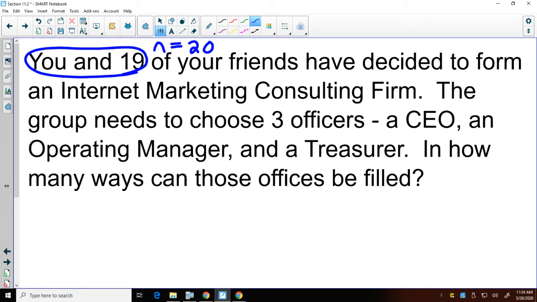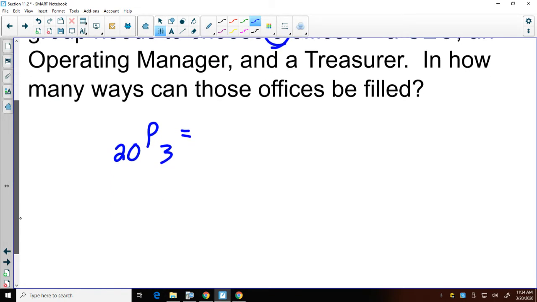And in the end, your R is going to be 3 because there are 3 offices: the CEO, the operating manager, and the treasurer. So if we're looking at this, our nPr looks like this: 20 P 3. As I said, I'm going to show you the formula first.